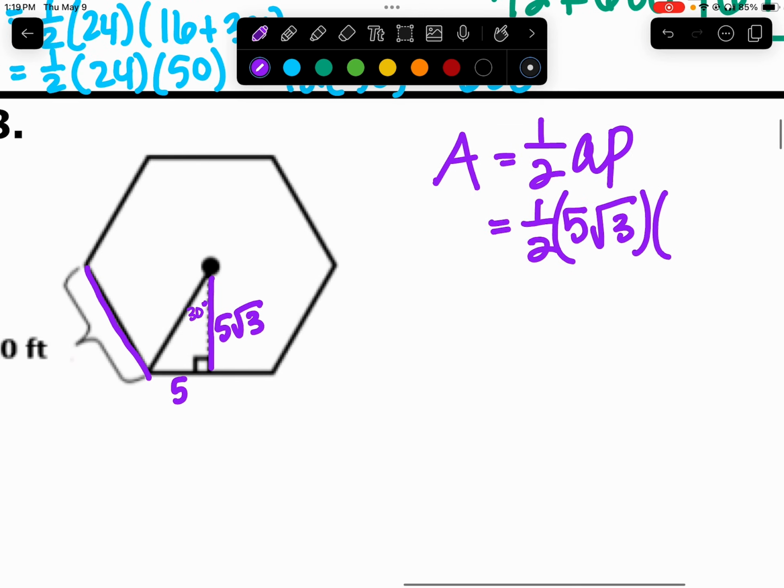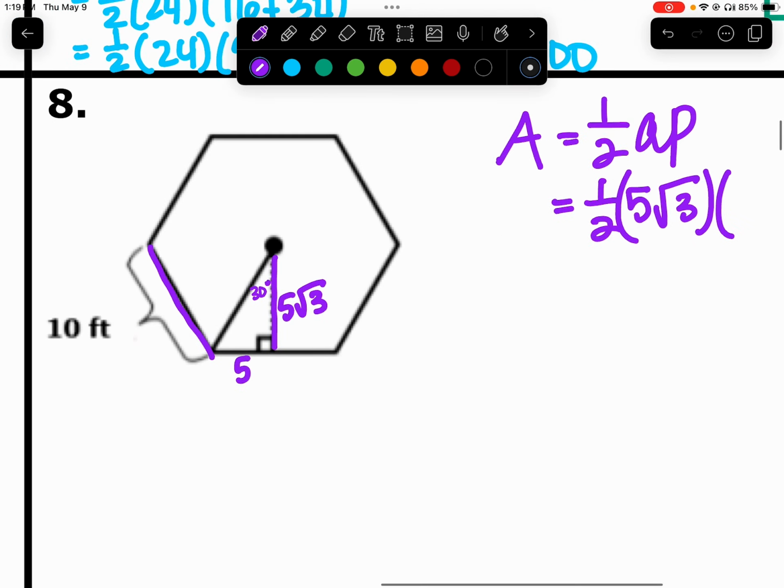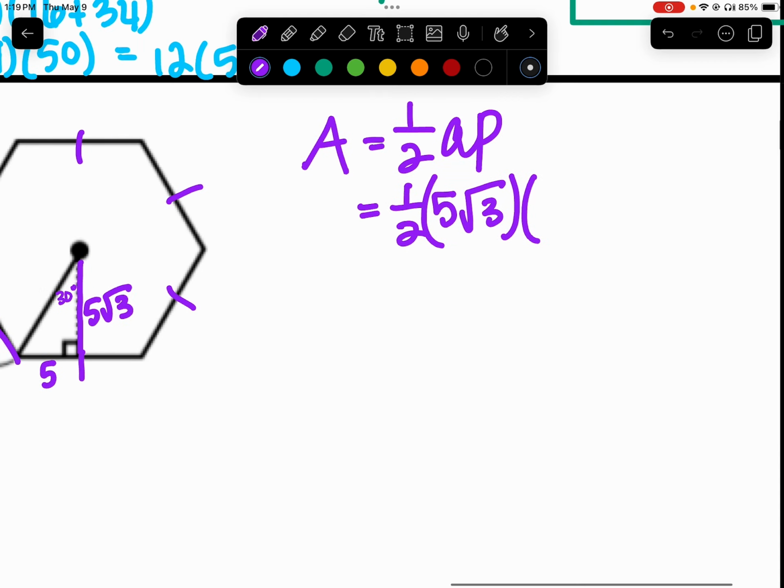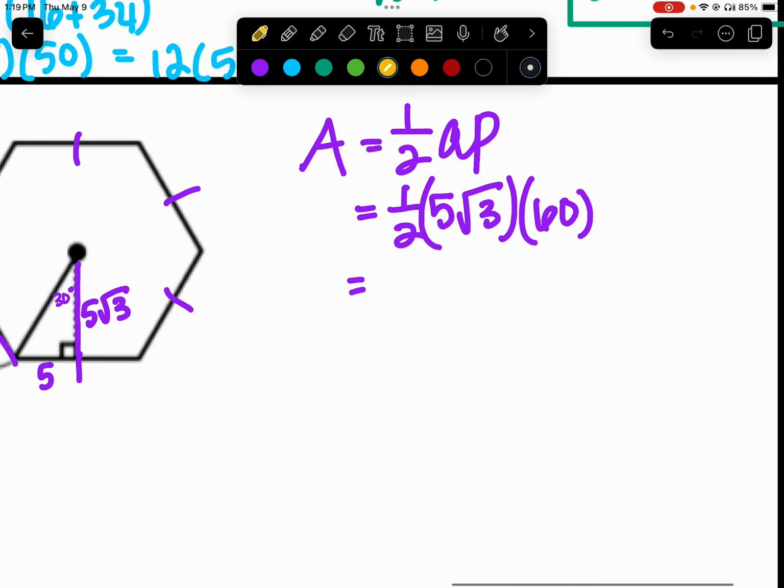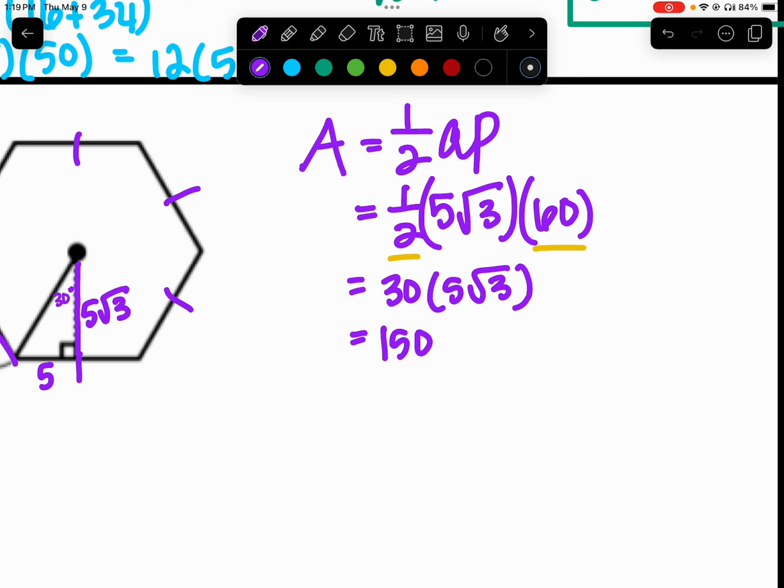And we got to multiply by the perimeter. So this is 10, and there are 6 sides. So 10 times 6 is 60. All right, I don't have to go in order when multiplying, so I'm going to go ahead and take half of 60 because that would be easier than taking half of 5 square root of 3. So that'll be 30. If I take half of 60, that's 30. And then 30 times 5 is 150.